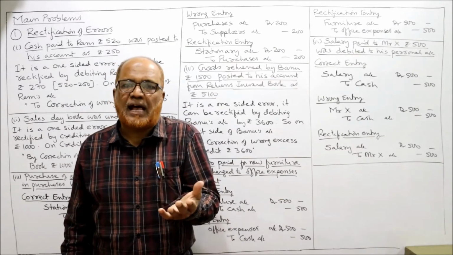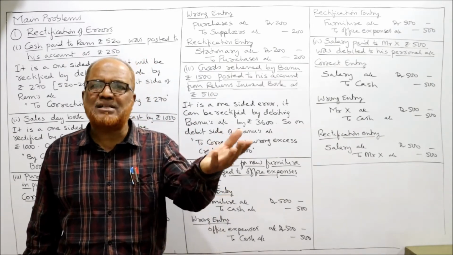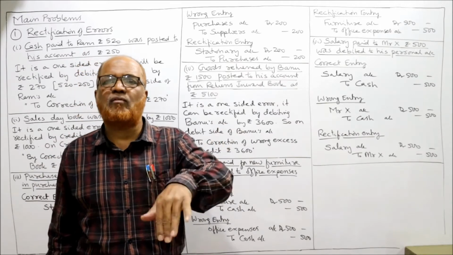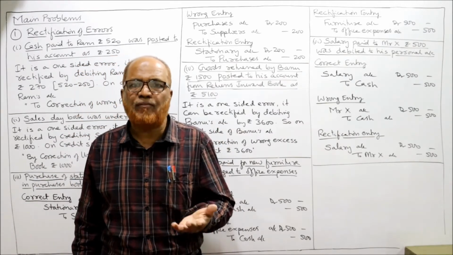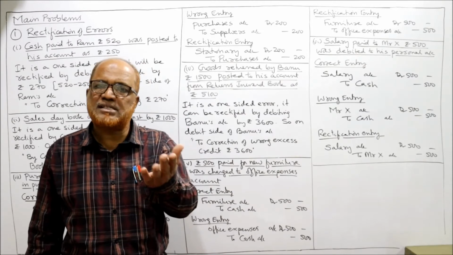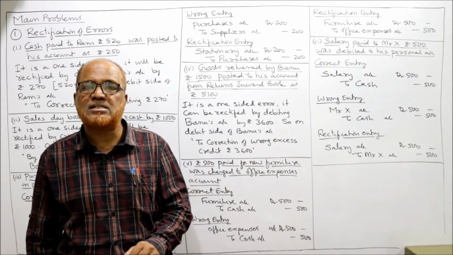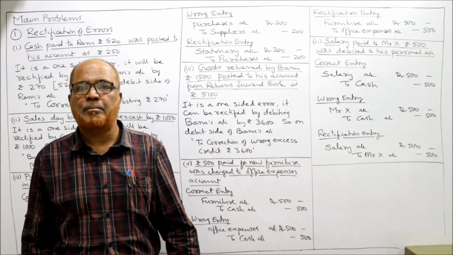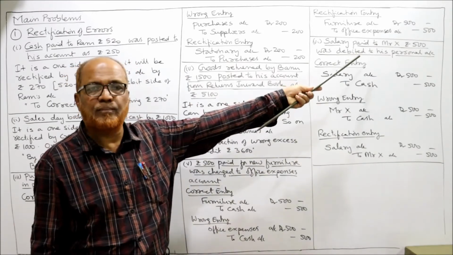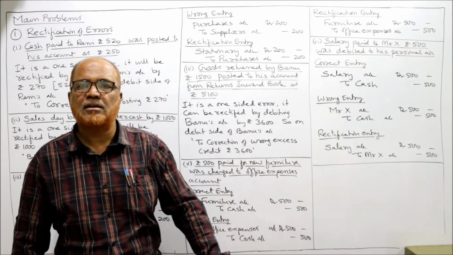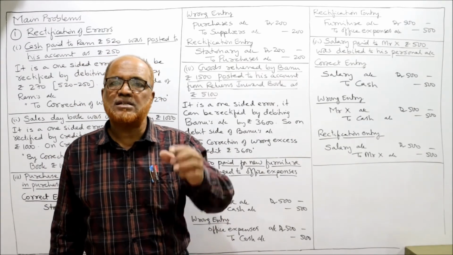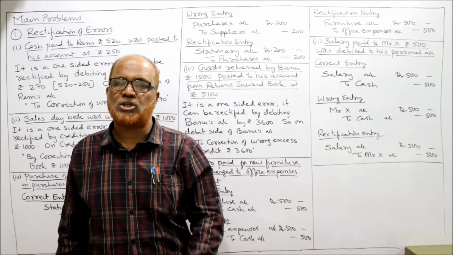When we are paying the salary, we are not concerned with the person's name. We are concerned for what we are paying. We are paying for salary. The correct entry will be salary account debit to cash. But by mistake, the accountant has debited his personal account. Personal account means Mr. X's account. The wrong entry passed is Mr. X account debit to cash.